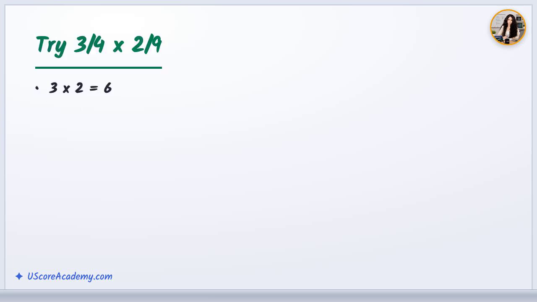Let's try 3/4 times 2/9. 3 times 2 is 6, and 4 times 9 is 36. 6/36 simplifies to 1/6 by dividing both numbers by 6.